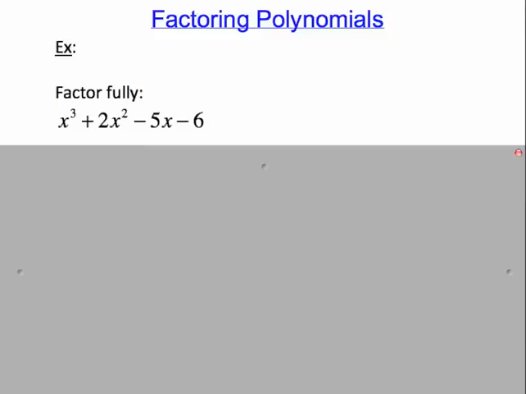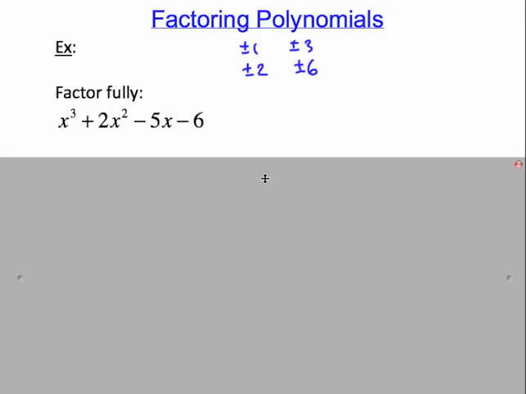So here's an example. If we want to factor this fully, we know that any constants in our binomials have to multiply to -6. So we only need to consider those when we're looking for values for that first binomial. So the factors of -6 are those.